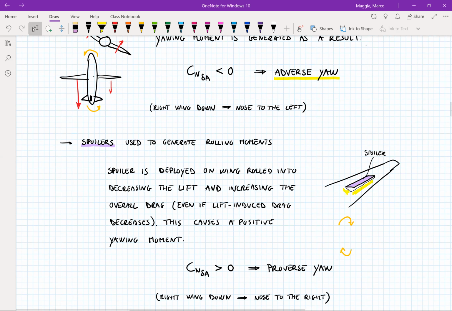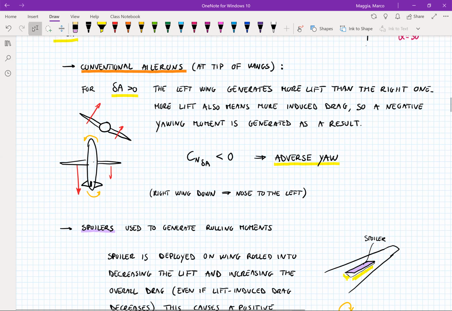So once again, let me describe this again. With the traditional ailerons, you have increased lift on the high wing and decreased lift on the lower wing. This change in lift causes an induced drag. So there's more induced drag on the upper wing than on the lower wing. So we are creating a negative yawing moment. So we have an adverse yaw.